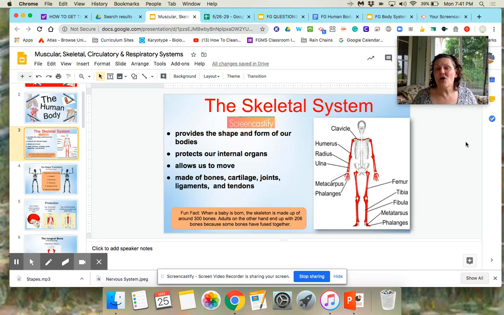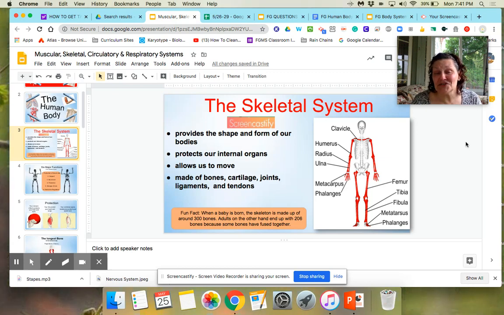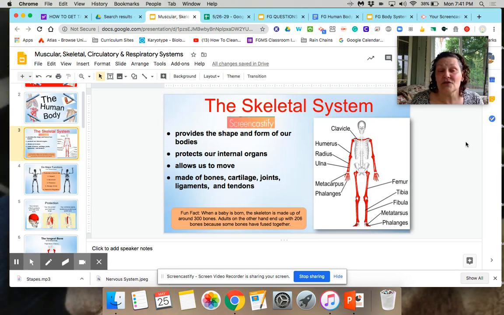All of these things have to work together in order for this system to work, right? They're different types of tissues. And remember, different types of tissues working towards the same goal is considered an organ. And then all of those organs together make up the skeletal system.